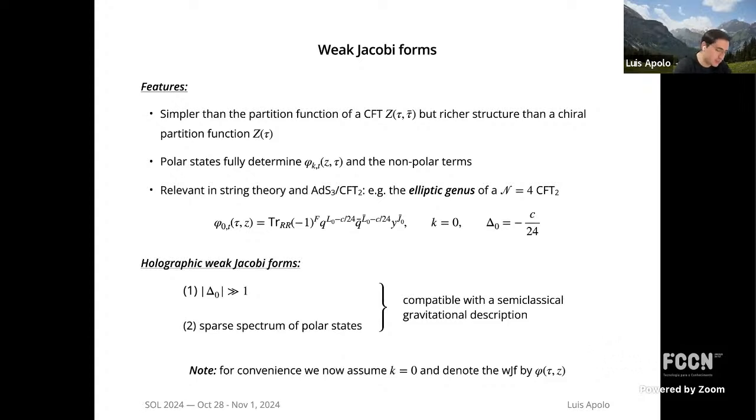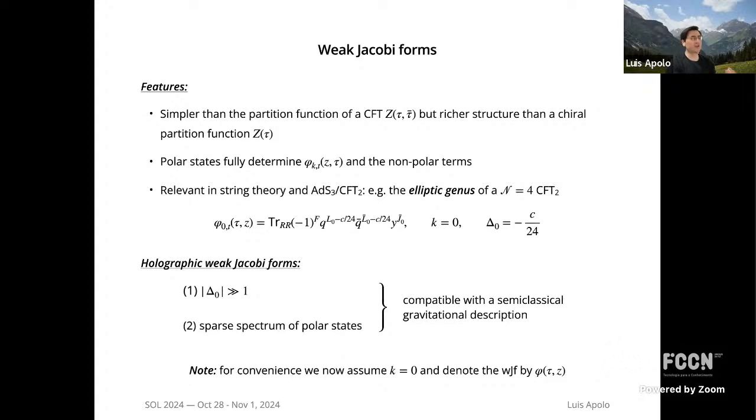And as is well known, weak Jacobi forms are relevant in string theory, in the counting of black hole microstates, and in AdS/CFT. For example, the elliptic genus of a CFT with N=4 supersymmetry is a weak Jacobi form that has weight 0 and whose most polar state, so the discriminant of the ground state in the elliptic genus, is related to the central charge in this way.